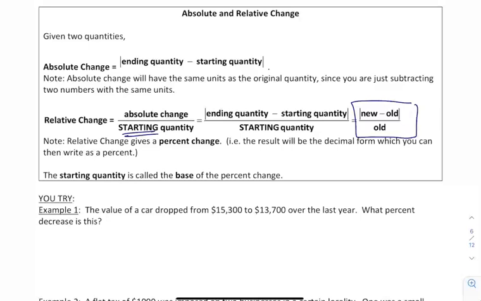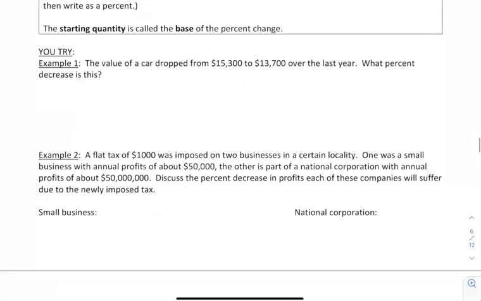Now, relative change is giving you a percent change, which means your units in the answer are going to be just percent. It's fine to leave the decimal form, but it is better to turn that into a percent when you're talking about percent change. It'll make more sense to people. Another thing, sometimes we call the starting quantity the base of the percent change. So here, I'd like for you to try these first two problems using those definitions to see if you can get this set up, and pause the video here. When you come back, I will work through these examples.